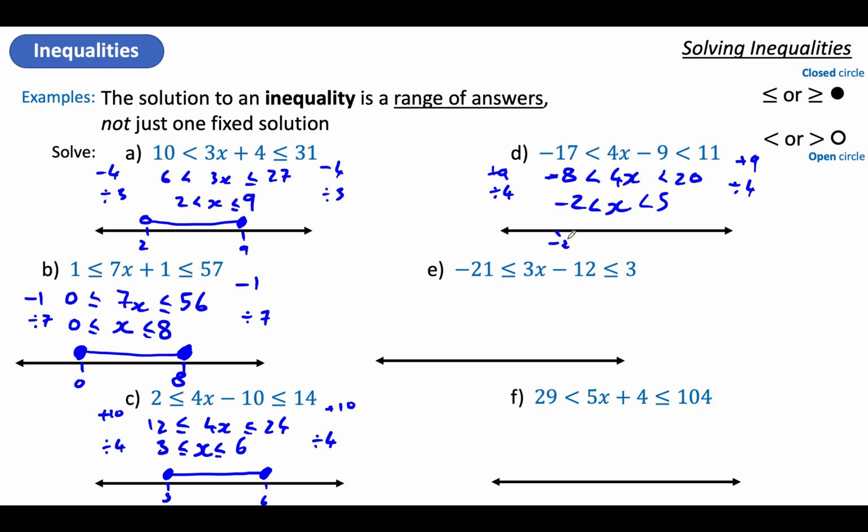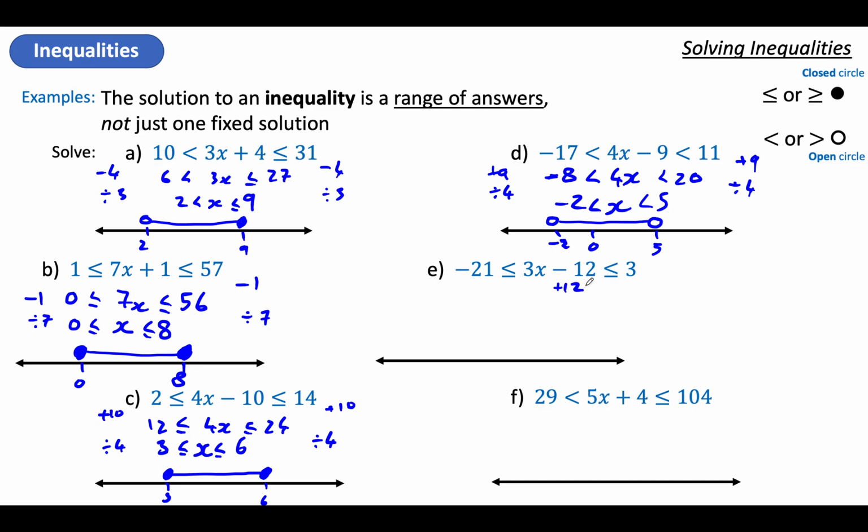So let's put our numbers in. Because 0 is in the middle of here, I'm going to put 0 in as well. But the two boundaries are minus 2 and 5, and they're both open circles. Straight line between them. Let's really speed it up.